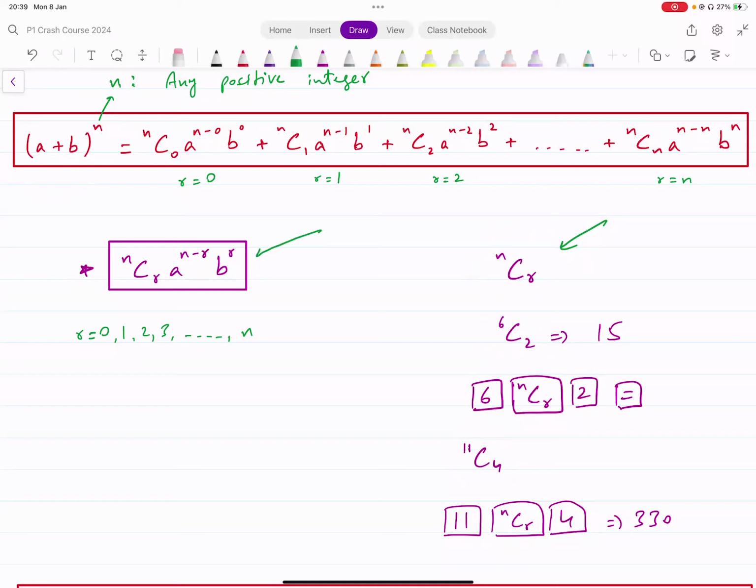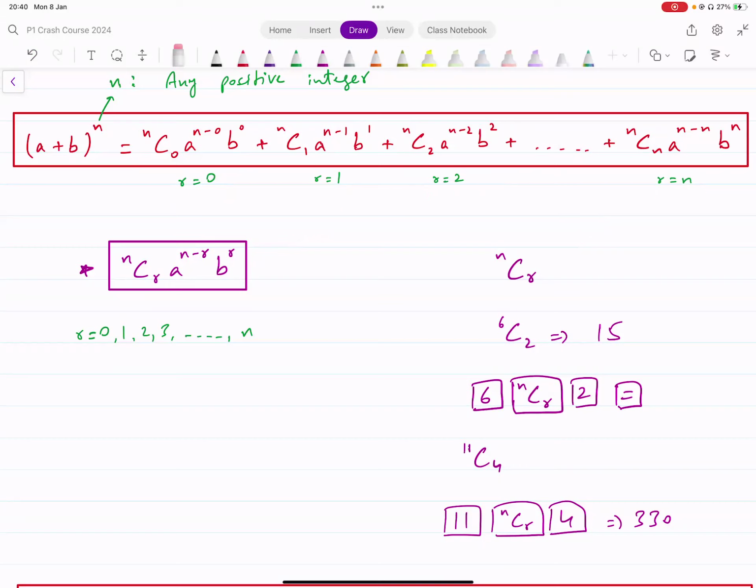This is important. We'll come back to this in some time. Every term in this expansion is actually of this form: nCr a raised to power n minus r into b raised to power r. It's just that the value of r keeps changing. So in the first term, r equals 0, then r equals 1, then r equals 2, and so on, until in the last term, in place of r, you have n. Okay, so that's what we did in our last session.